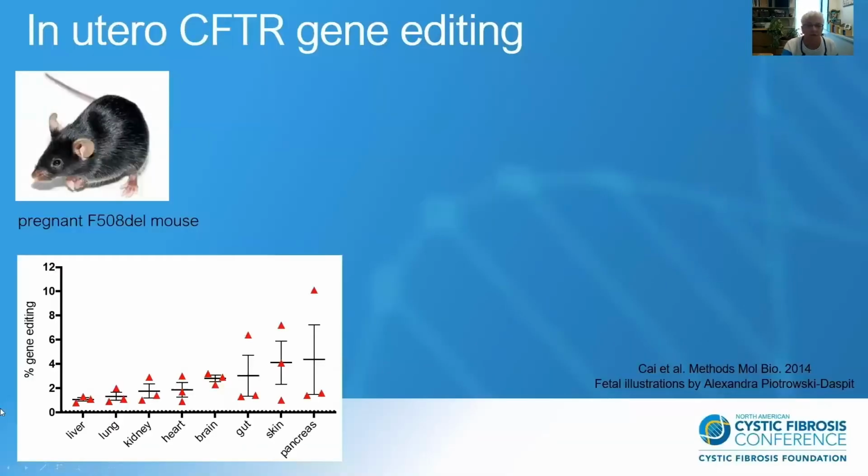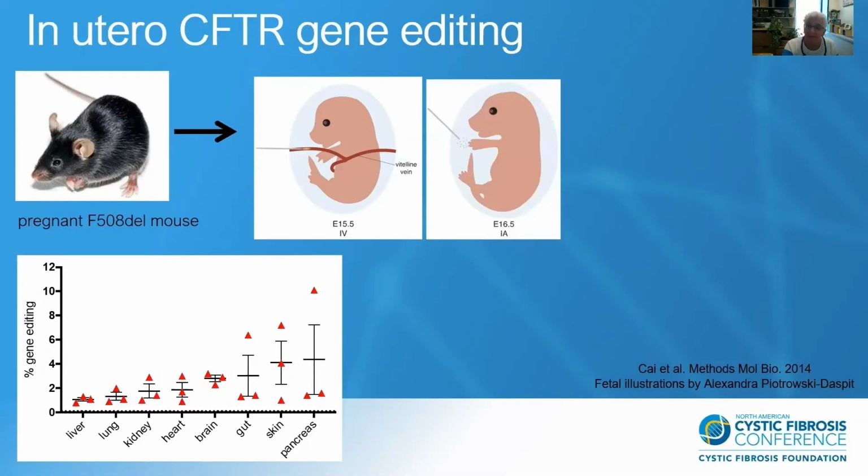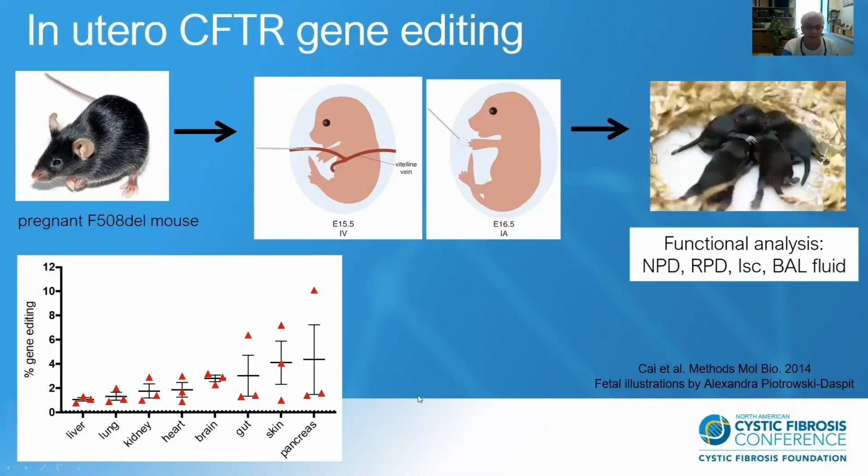So we're just going to spend a little time on in utero editing. This is something where you take a pregnant mouse. At E15.5, you can do IV injections. At 16.5, you can do intra-amniotic injections. You allow the pups to be delivered, grow up, and then we can do functional analysis on them.